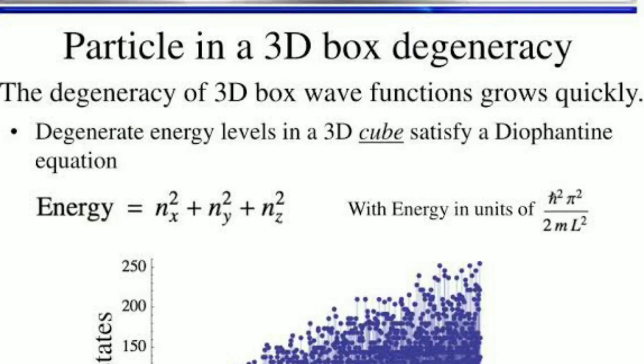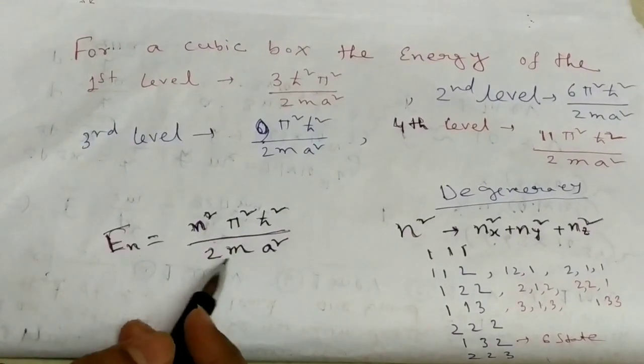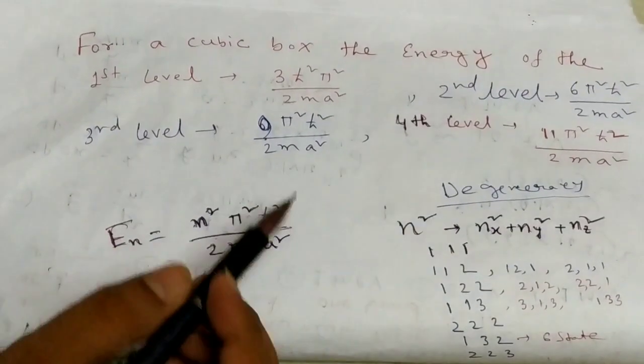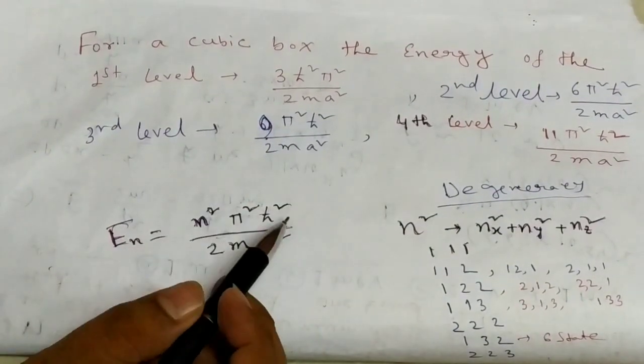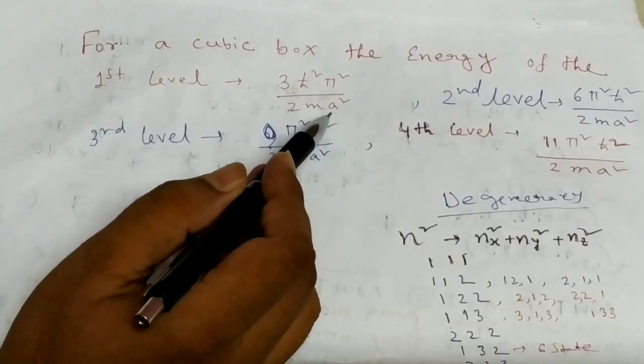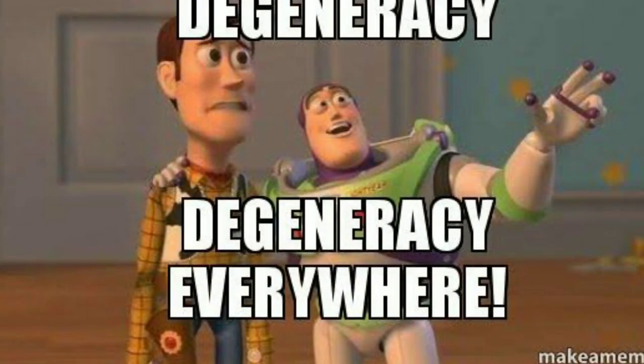Now we discuss the energy level diagram. If all three quantum numbers are equal to 1, then the ground state energy or first level energy is E equal to pi square h cut square by 2m l square, here nx equal to 1, ny equal to 1, nz equal to 1. That means 1 square plus 1 square plus 1 square equal to 3, so the energy is 3 pi square h cut square by 2m l square. This energy is called zero point energy, and the degeneracy is 1 for the first level.